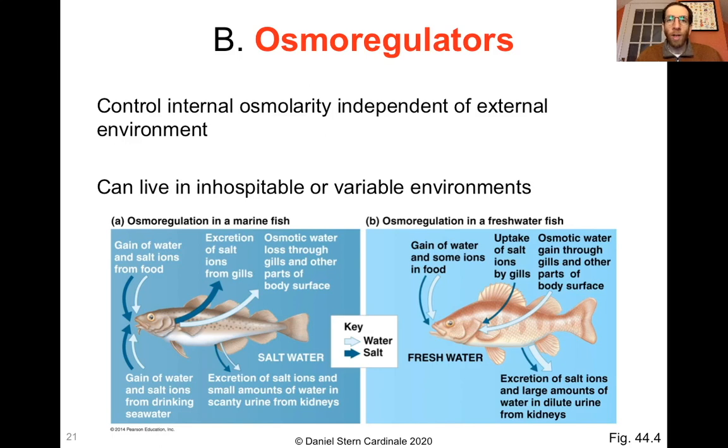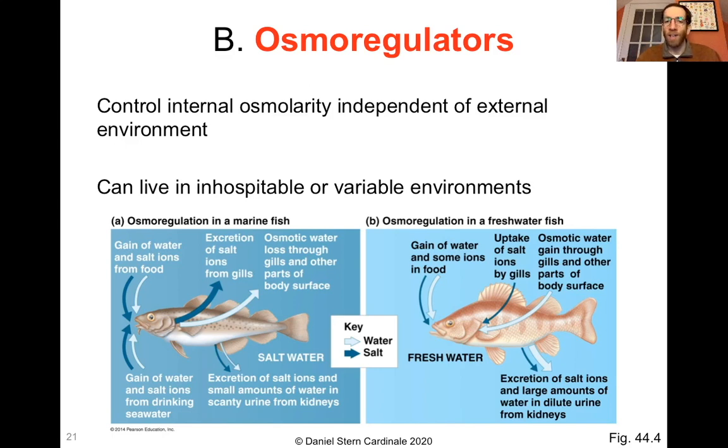The second strategy is to be an osmoregulator, and this is where you control the internal ionic content of your body independent of what goes on externally. This is really important because it means you can live in an inhospitable environment or in a variable environment.